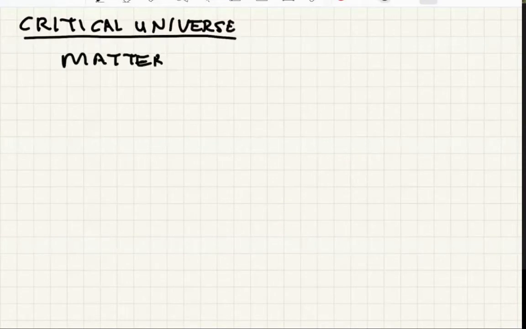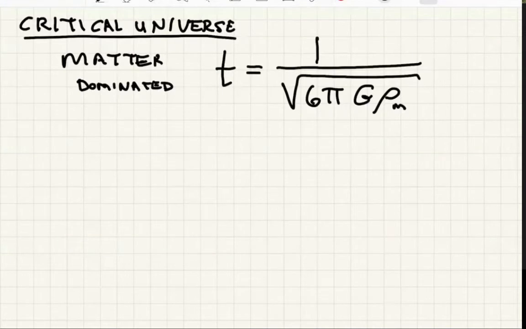Matter dominates. We've already got our solution. How does time develop? Rho matter is going as r to the -3. So you take the inverse square root of that, and we get that t is going as r to the 3/2. Yeah, that's the solution we've got. You could have almost guessed what the dynamical time scale of the universe has got to be if it's controlled by the gravity of matter.